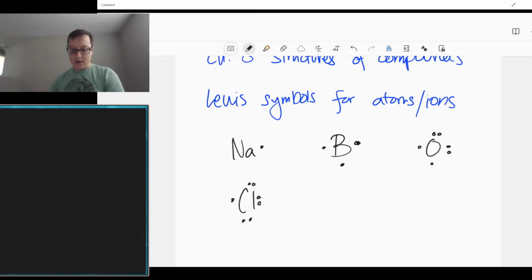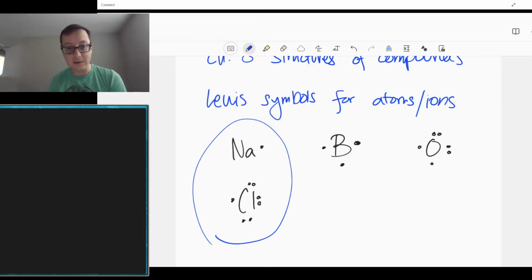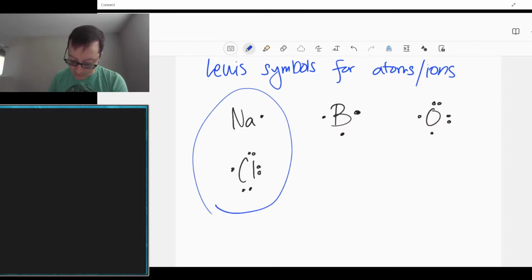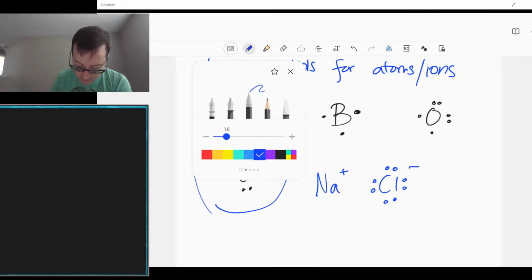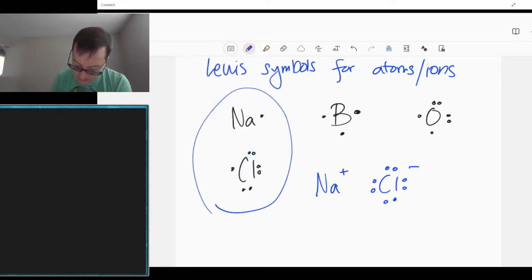So chlorine. We can see pretty clearly what's going to happen when we put these two together. We know sodium is going to lose an electron, chlorine is going to gain one, right? And so what that would look like would be something like this. Technically, if we really wanted, we could also indicate sodium's electrons.